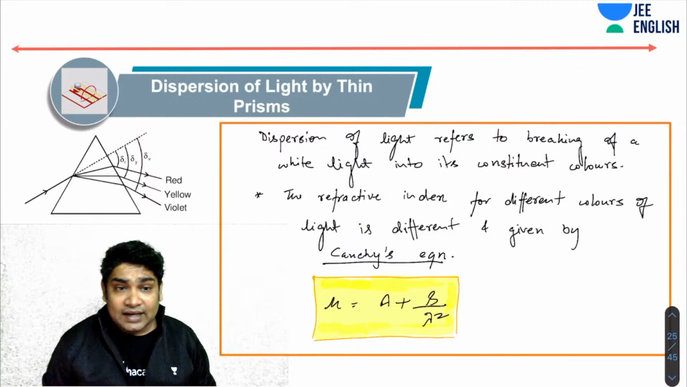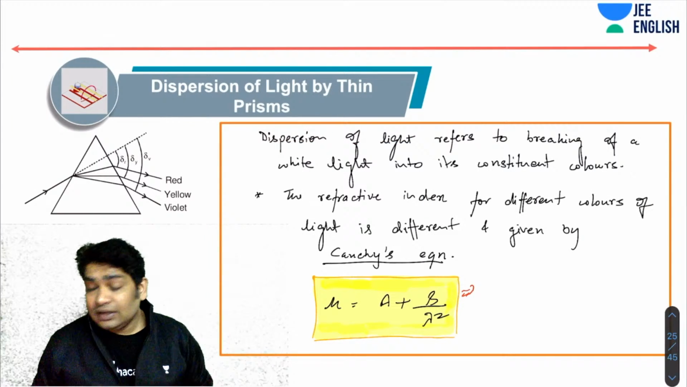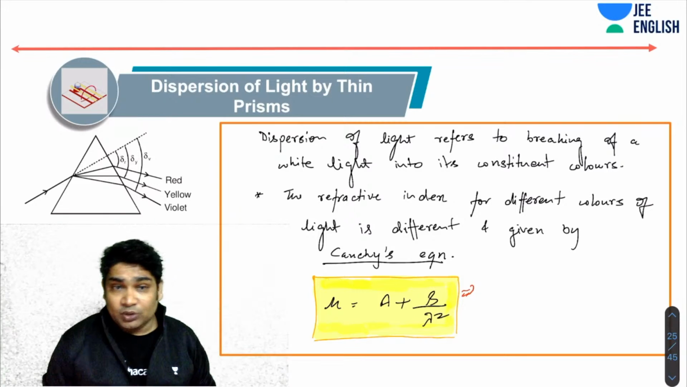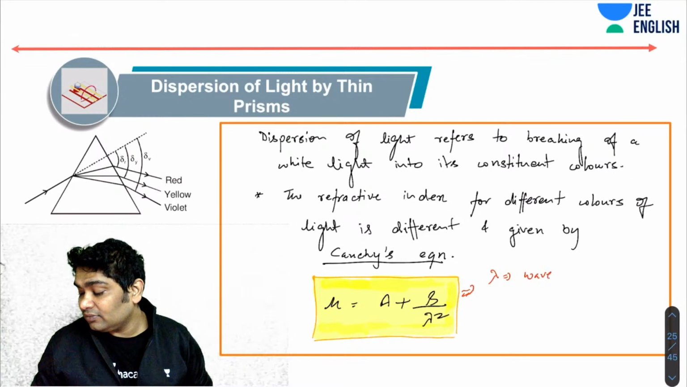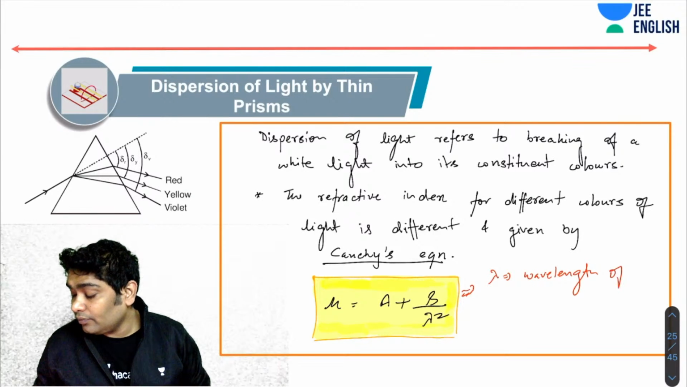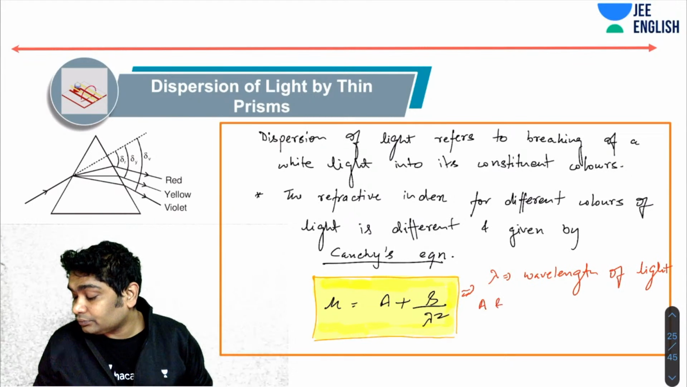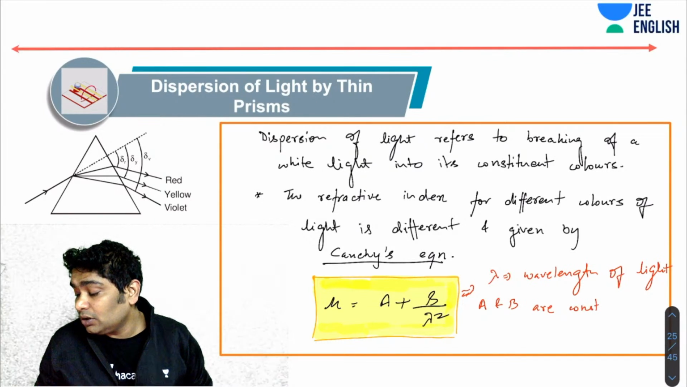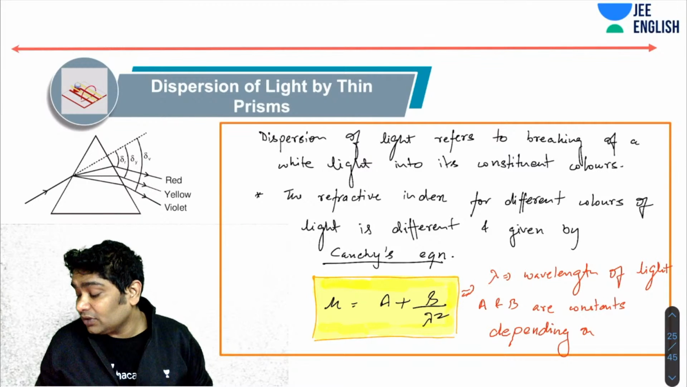So from here, what you realize is that the greater the lambda, the lower is the mu. Lambda is the wavelength of light, and A and B are constants depending on the nature of the refracting medium.